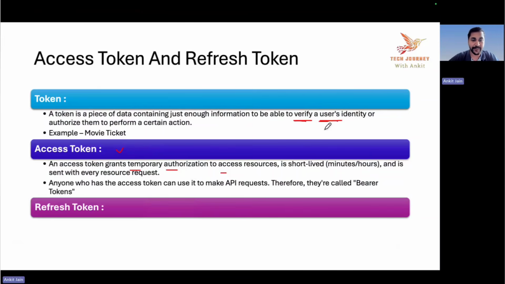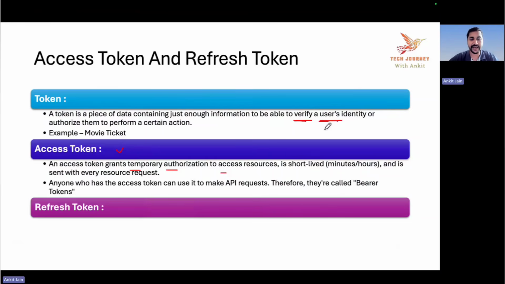Now there is a concept of the bearer token, right? What does bearer token mean? Bearer token means anyone who has the token can use it to make the request. For example, let's say I have purchased a movie ticket on behalf of my brother. I can give that movie ticket to my brother and he can go and watch the movie, right? So basically, at this moment, my brother is acting like a bearer, who has the access token so that he can make that API request. And that's why you have to be very careful while sharing the access token with anyone else.